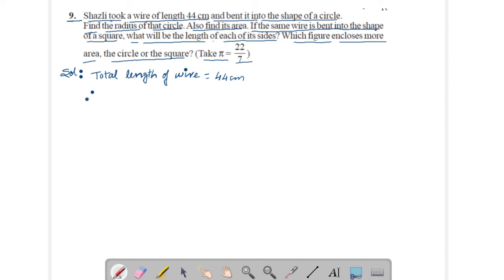Therefore, circumference of the circle equal to 44 centimeter. Only find circumference of circle. It is 2 pi r. 2 pi r equal to 44 centimeter.